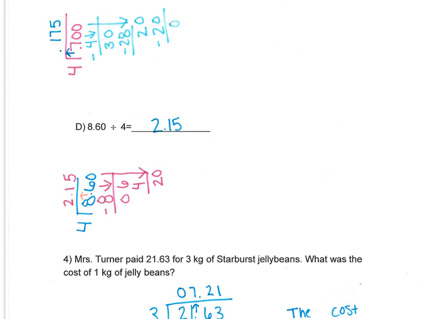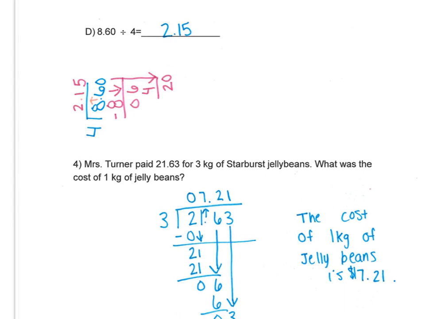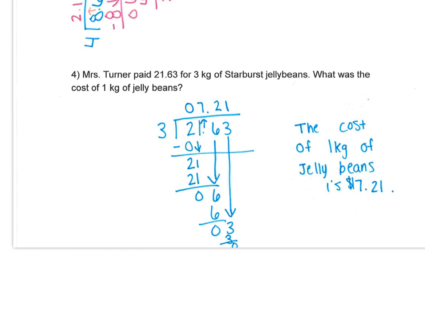Okay? I'm going to go over the word problem. I did not go over those last couple because long division just takes practice, practice, practice. So Miss Turner paid $21.63 for 3 kilograms of Starburst jelly beans. What was the cost of 1 kilogram of jelly beans?